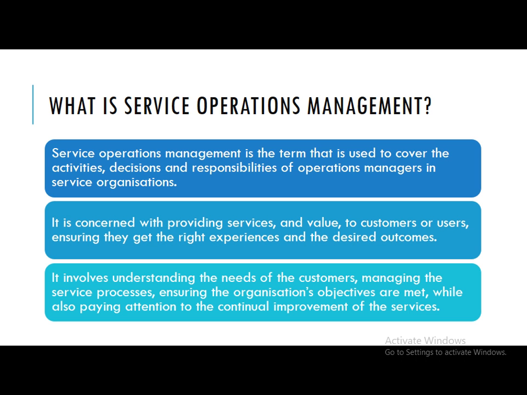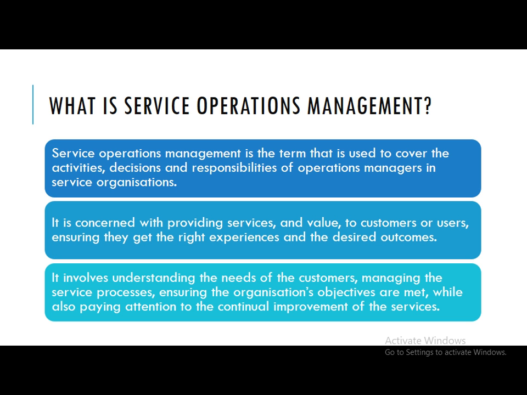Service operations management is the term used to cover the activities, decisions, and responsibilities of operations managers in service organizations. It is concerned with providing services and value to the customers or users, ensuring they get the right experience and the desired outcomes. It involves understanding the needs of the customers, managing the service processes, ensuring the organization's objectives are met, while also paying attention to the continual improvement of the services.